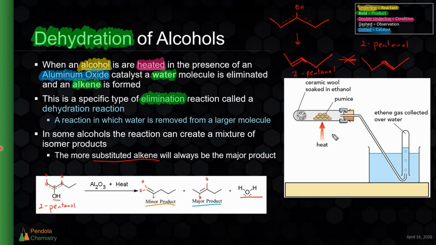Now this is a diagram of how this reaction is carried out. We can use our ethanol or whatever alcohol we want in ceramic wool. We put it in a test tube and we heat it up with pumice rock to dry everything out. That alcohol goes through here. The pumice rock also has aluminum oxide in it, which will react, or act as a catalyst, with that alcohol. And then what we get out is a gas of the alkene. All right.